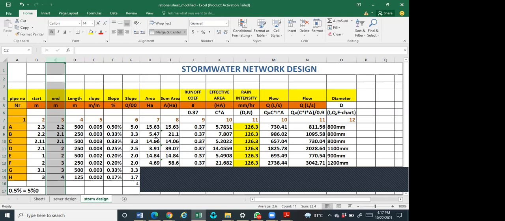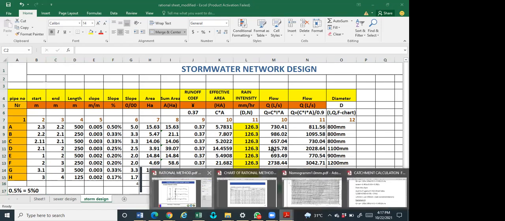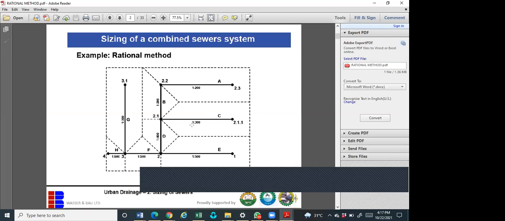Then the next one is number C. C is on its own. So the sum area remains the same. Look at C. C is on its own. In fact, if C does not contribute anything, the other ones will continue.